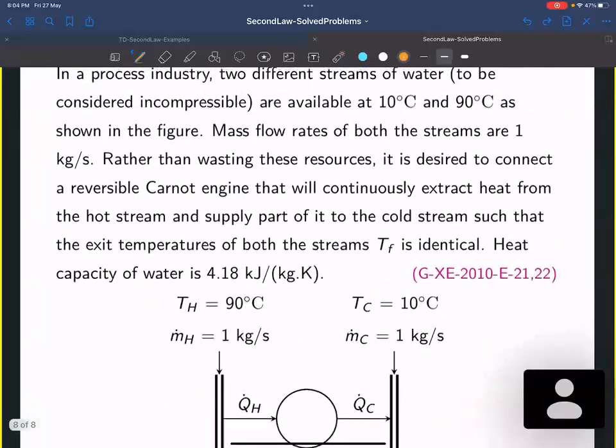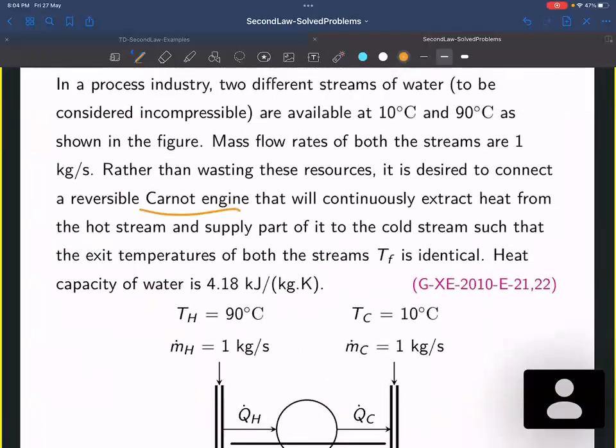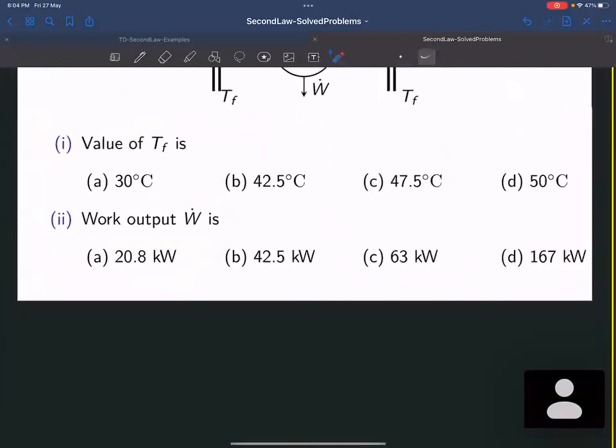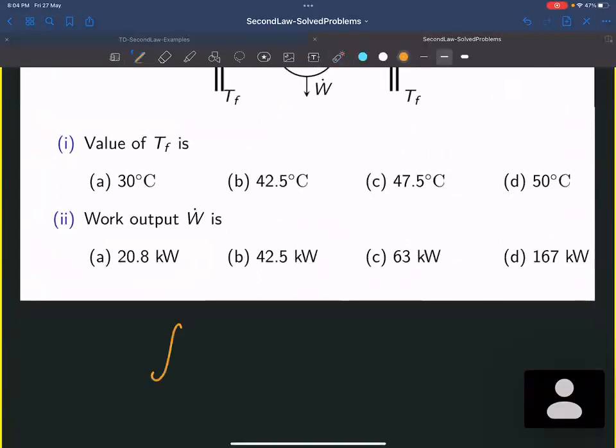Say again it is a Carnot engine. For a Carnot engine, what is the total entropy change? Integral of dq by T is 0. We know that, no? Integral of dq by T equal to 0, the cyclic integral for a Carnot.